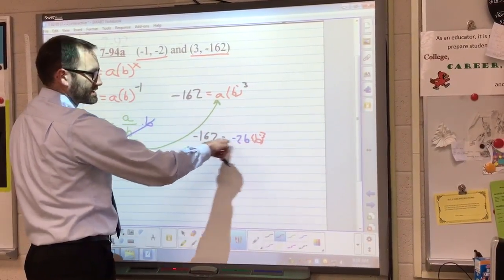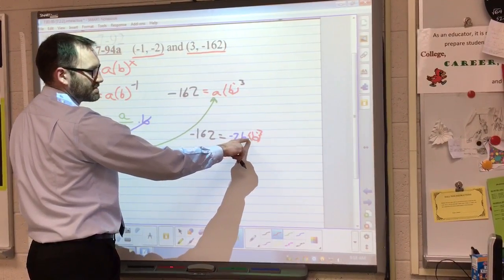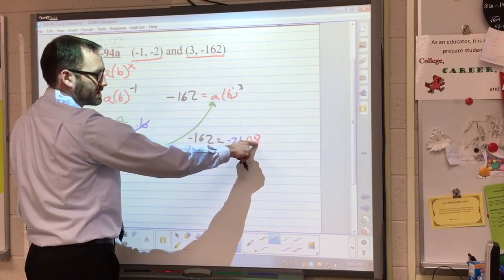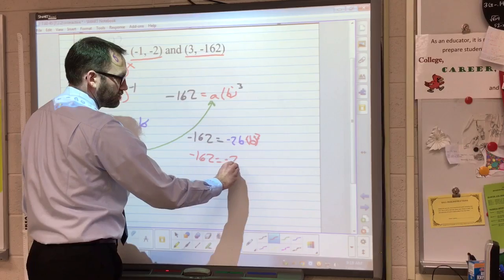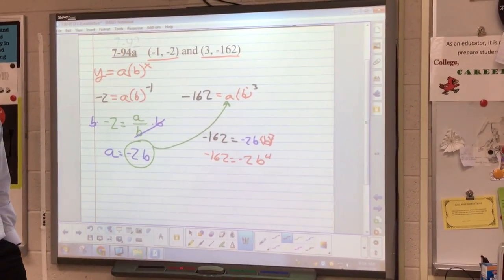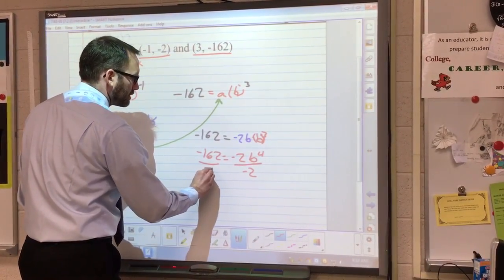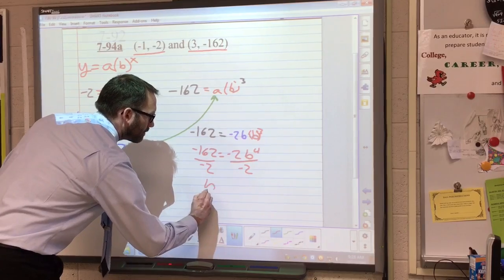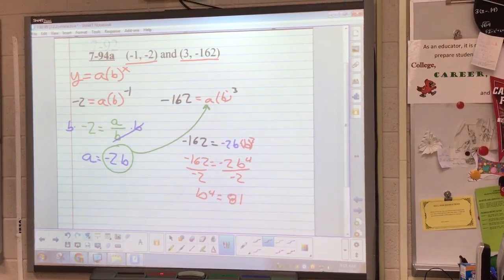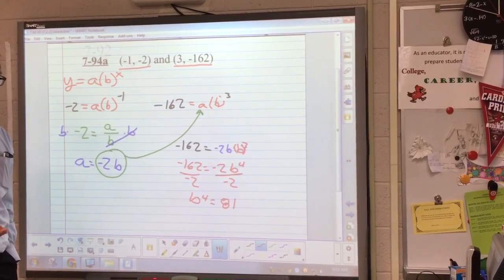I'm going to simplify this statement. -162 equals -2 times b to the 3rd. Well, that's b times b times b times b. So I have -2 times b to the 4th power. I now need to solve for b. Divide both sides by -2. I'm going to get b to the 4th equals 81.